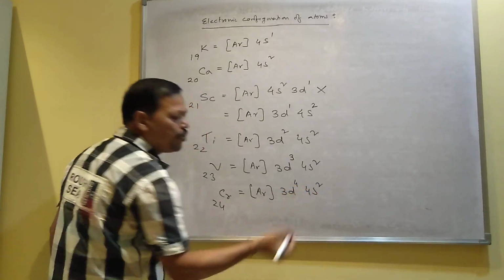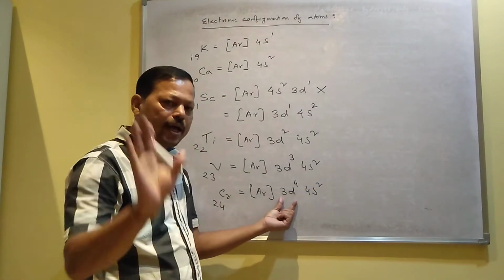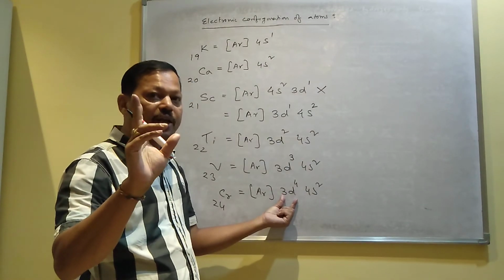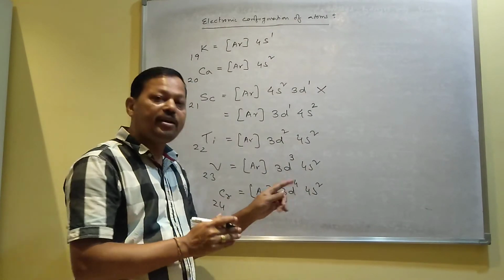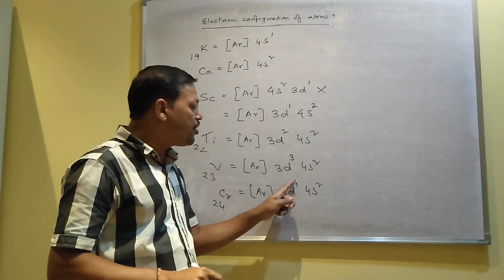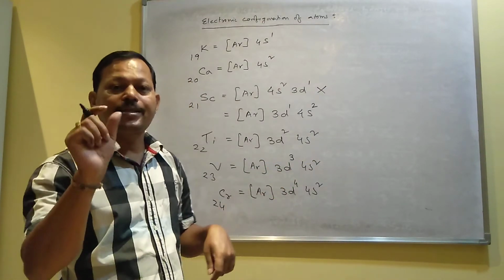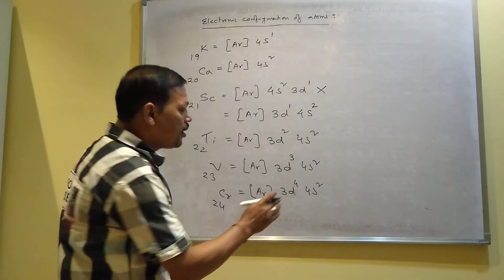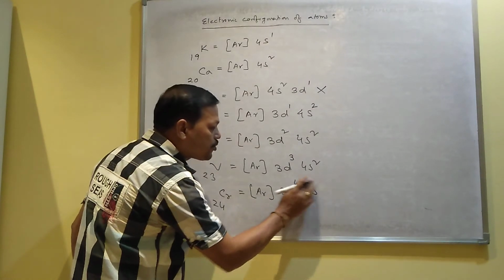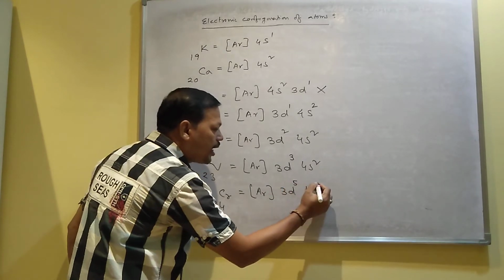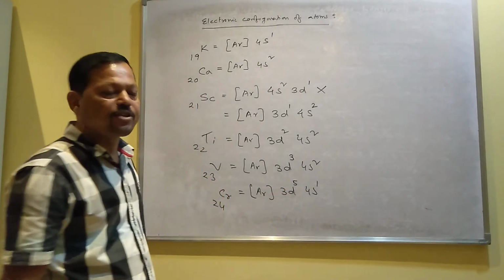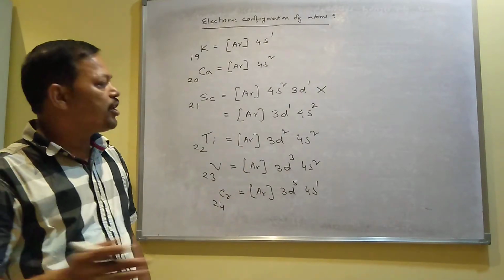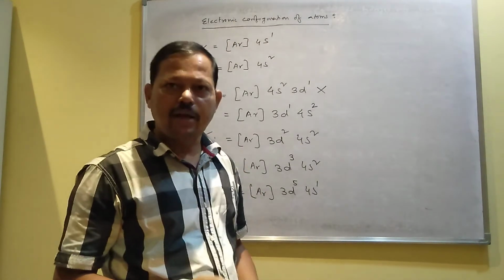4s2, 3d4. You know d contains 5 orbitals, so maximum how many electrons can you enter in d? 10 electrons. When d contains 10, it is called full filled, and when d contains 5, it is called half filled. As I have told you, half-filled and fully filled d orbitals are stable. So that is why 1 electron will come from 4s to 3d to make it stable. This is an exceptional case in chromium. So in this way, you try to write the electronic configuration of all atoms. Thank you.